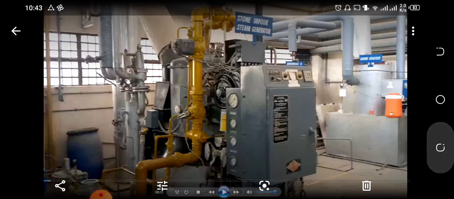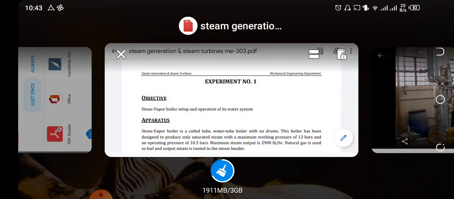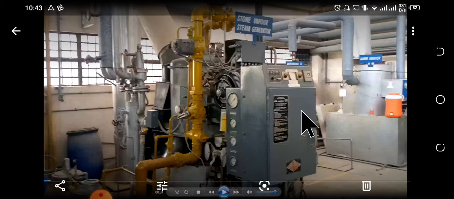Well, today we will cover experiment number 1 and 2, related to the steam vapor boiler setup, operation and its water system. I hope you have already seen the initial video capturing the whole setup of the steam boiler, superheater, turbine and condenser.